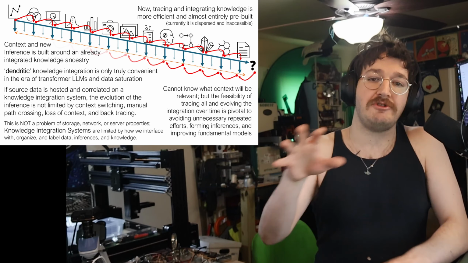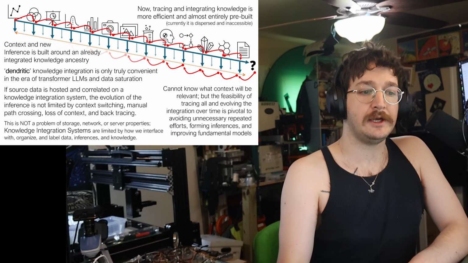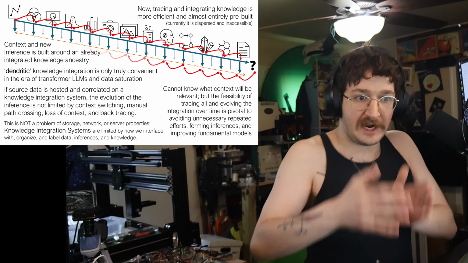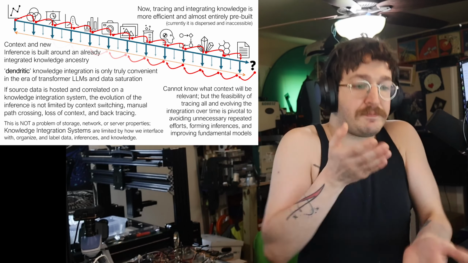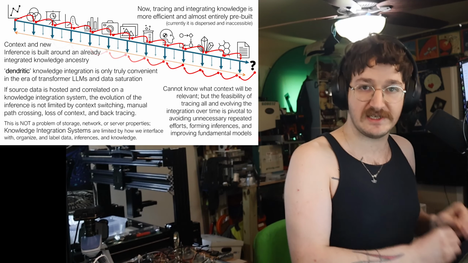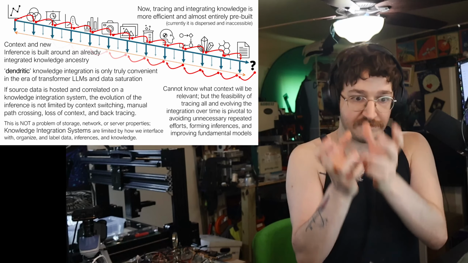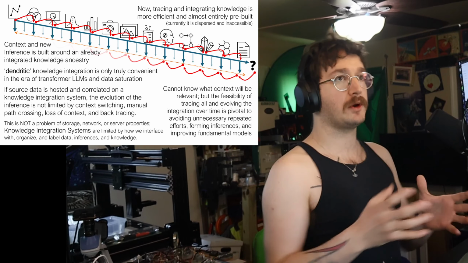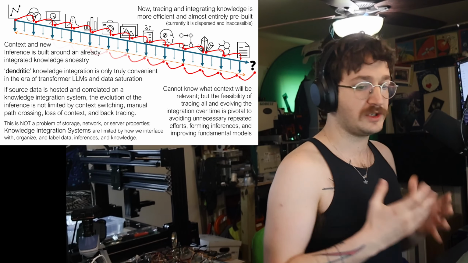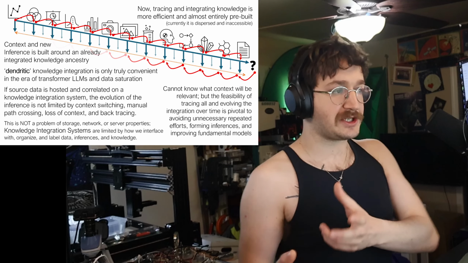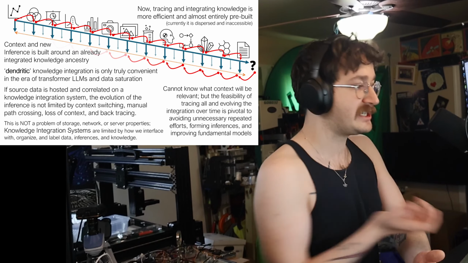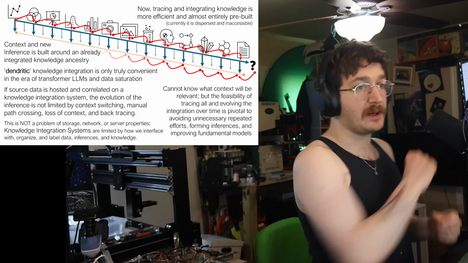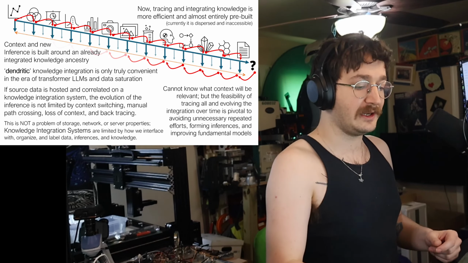It's true that we cannot know what context is going to be relevant, but because it's feasible to trace all of it and then evolve how we integrate that knowledge over time, it's pivotal to avoid unnecessary repeated efforts, right? It's pivotal to forming inferences that are going to include as much of that context as you can without depending on that one researcher having to know all of it or know who to access with it, right? And it allows us to much more easily improve those fundamental models, because every time we add to that knowledge hierarchy or that knowledge ancestry, we're recomparing, we're backtracing easily to that fundamental mechanism.